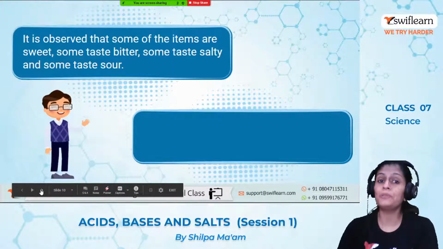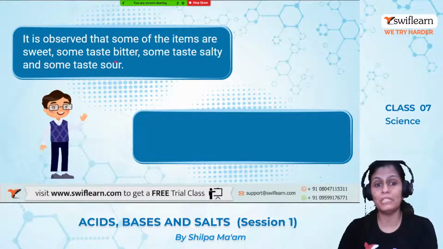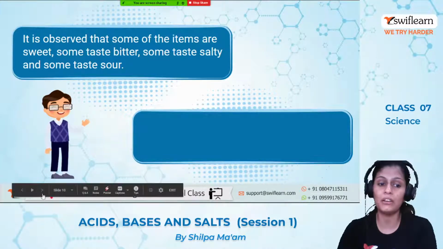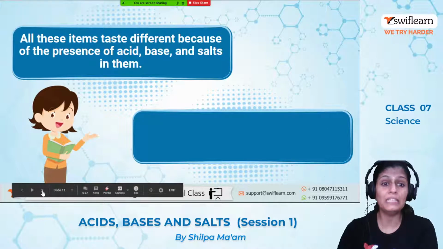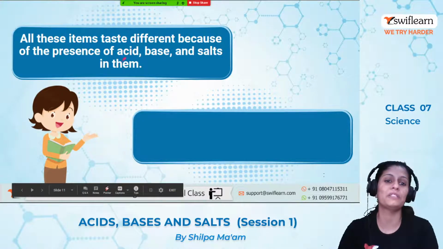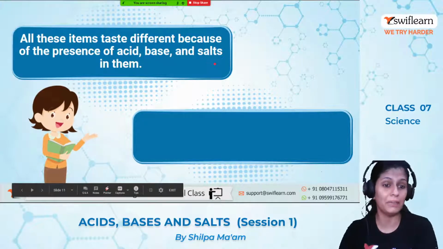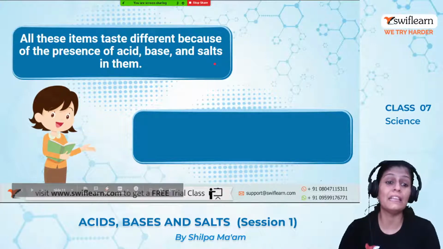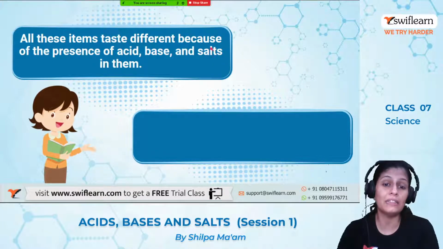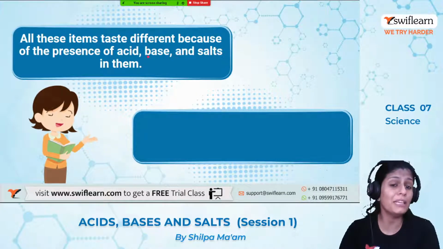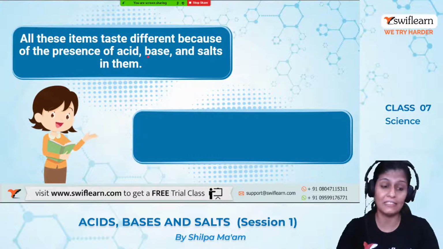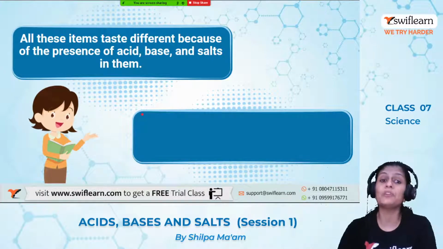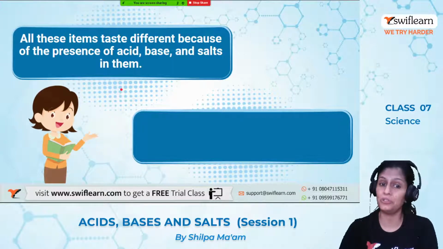So it is observed that some of the items are sweet, some taste bitter, some salty and some taste sour. So why is the taste of all these items different from each other? It is because of the presence of acid, base and salt in them. The things which taste salty have salts in them. The things which taste bitter have bases in them. And the things that taste sour have acids in them. So this is basically because of the presence of acid, base and salt in them.